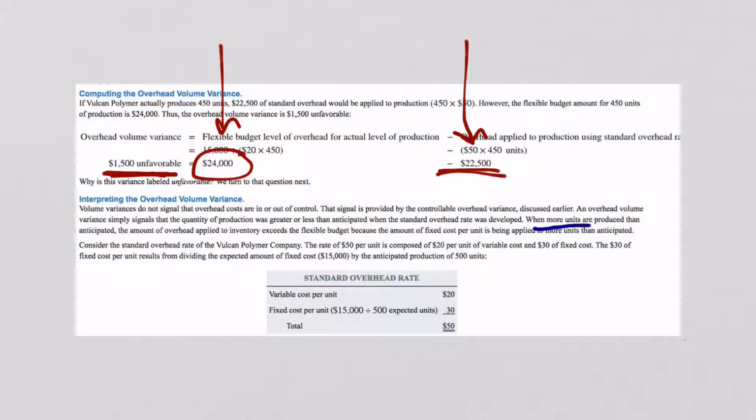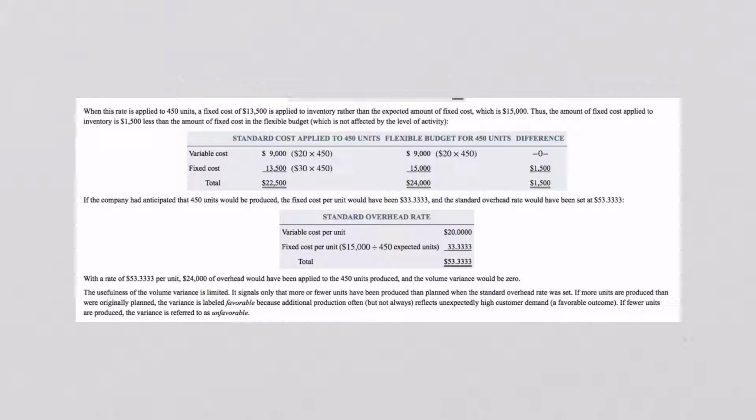When more units are produced than anticipated, the amount of overhead applied to them exceeds the flexible budget because the amount of fixed cost per unit is being applied to more units than anticipated. So that'll result in a favorable variance, and you should think about that and make sure you understand why. So far it's proving my point that the volume variance doesn't tell us a whole lot, but it does go into the equation of figuring out what the total overhead variance is. I'll go back to that in a minute.